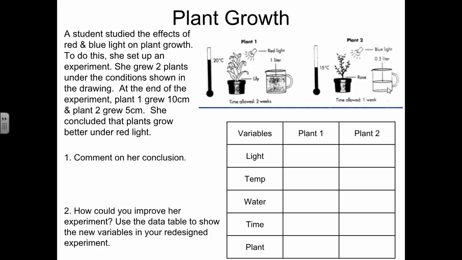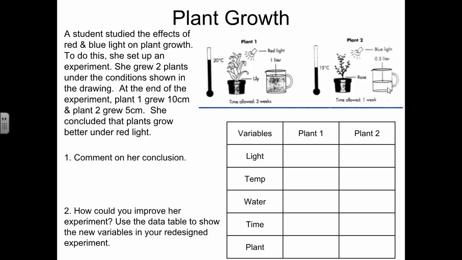Abby? It would make it so that she was not just testing the different colors of light, because if they aren't given the same amount of water, if they aren't the same plant, if they aren't at the same temperature, then you're going to get a different result. Okay, excellent. Yeah, so she can't be sure of her conclusion because the experiment was not set up correctly. Okay? So how would she improve upon it?